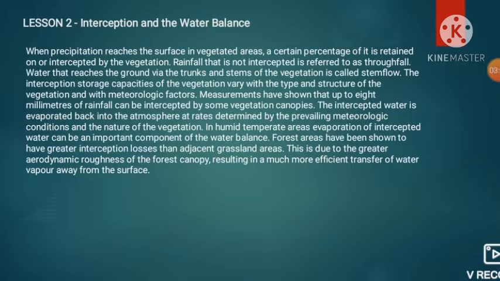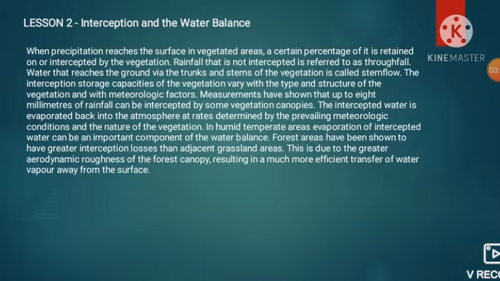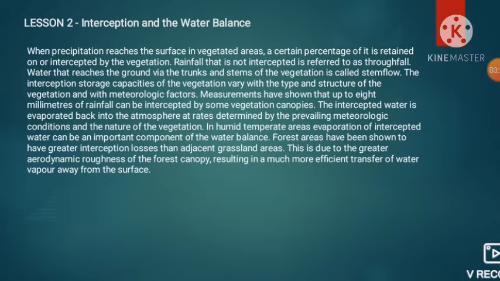The intercepted water is evaporated back into the atmosphere at rates determined by the prevailing meteorologic conditions and the nature of the vegetation. In humid temperate areas, evaporation of intercepted water can be an important component of the water balance. Forest areas have been shown to have greater interception losses than adjacent grassland areas. This is due to the greater aerodynamic roughness of the forest canopy, resulting in a much more efficient transfer of water vapor away from the surface.